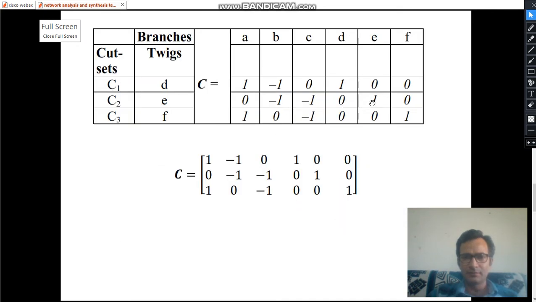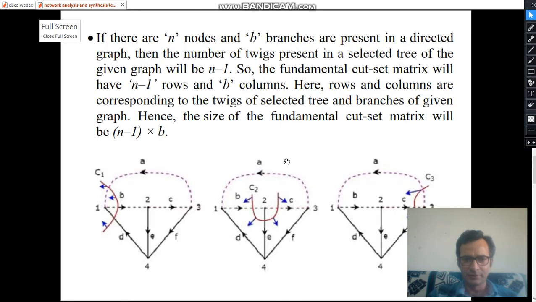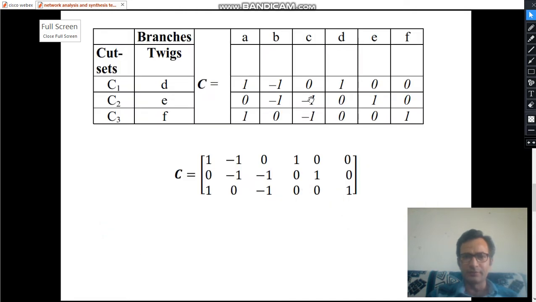E, B, C. This is not correct actually. This should be +1, B +1. So B is, sorry, B -1. C should be +1. This should be +1.